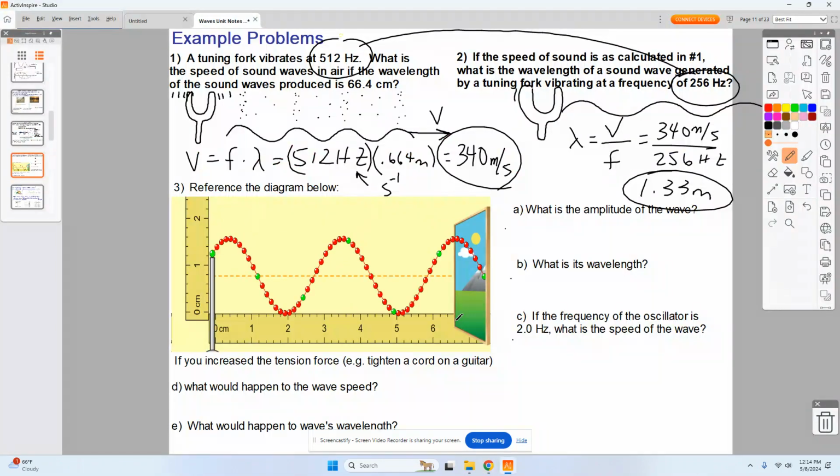Okay, tell that person that you're sitting next to, not a lot of talking, you're supposed to talk more. What is the amplitude of that wave? What is the wavelength of that wave? Take a moment. Talk to them. Don't be shy.